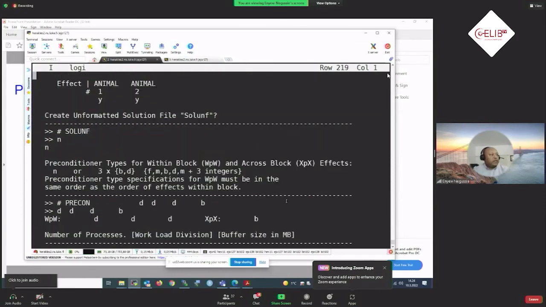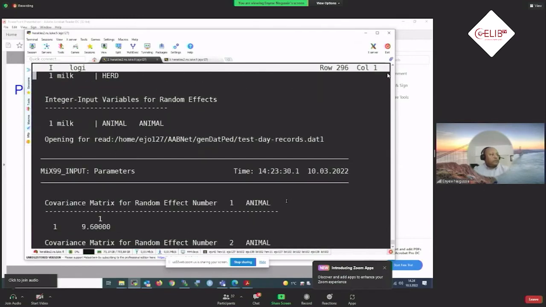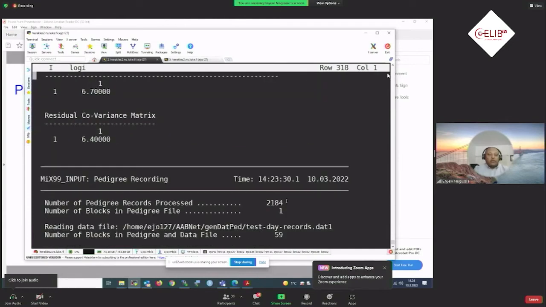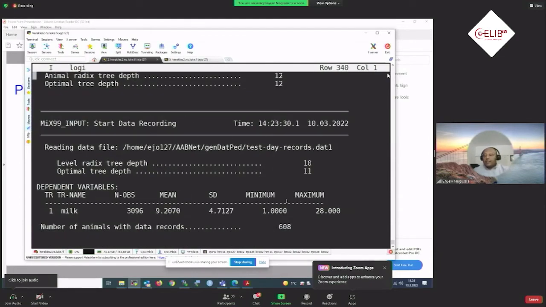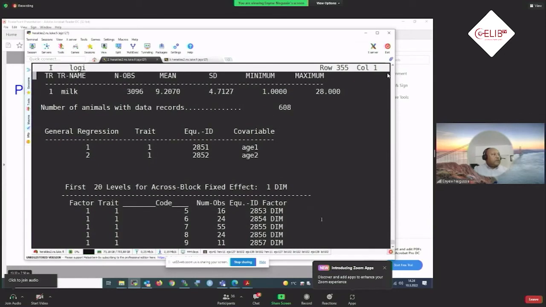and also shows you the data you have read. In some cases, you may read a different data file by mistake. It also shows the effects and the model here, the fixed effects and random effects, like DMU. Then it also describes the parameters that you are using, actually the parameters we have given. Then it gives you descriptive statistics of the data, the trait you are analyzing, milk: the number of observations you have, the mean and standard deviation, and the minimum and the maximum. And also it gives you descriptions of the covariables or regressions if you have.